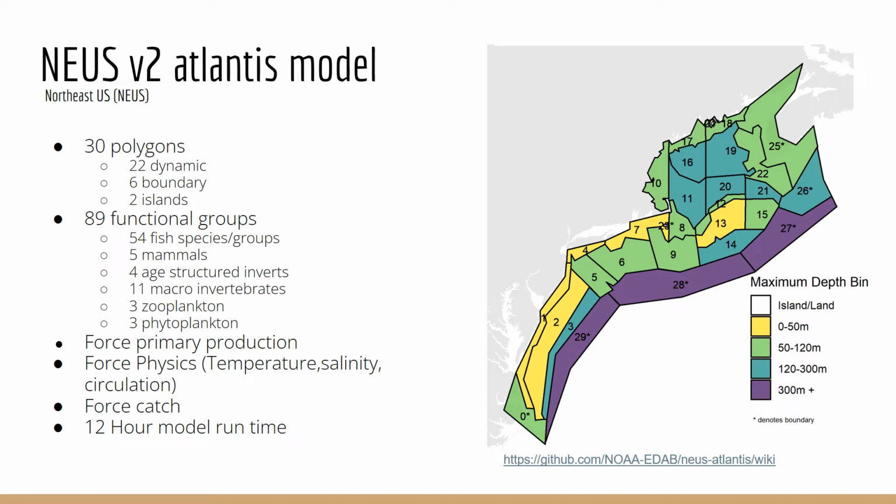But briefly, we have 30 polygons, 22 of which are dynamic. There are 89 functional groups made up of 54 species, 5 mammals, 4 age-structured invertebrates, 3 zooplankton, 3 phytoplankton, and 11 macroinvertebrates. The model is forced from the bottom up with primary production and physics, and catch is also forced. The model takes about 12 hours to run, which means we often run it overnight.